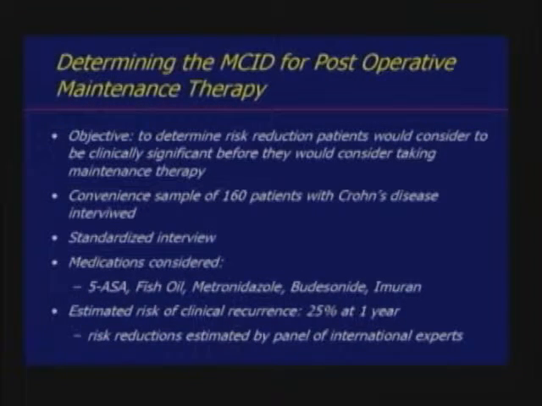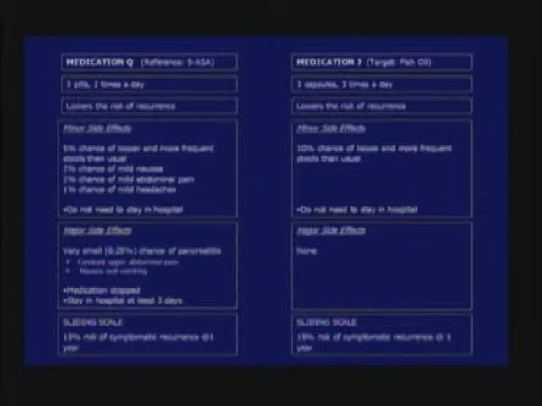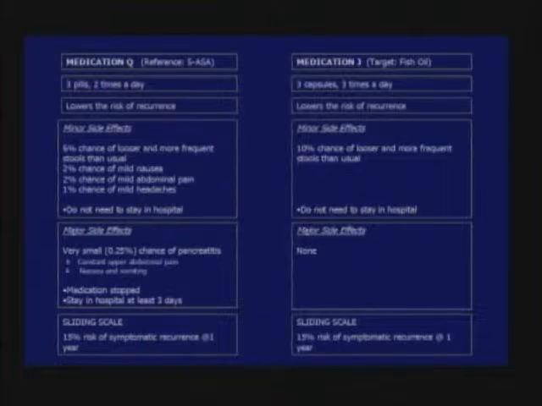We estimated that the risk of clinical recurrence was 25% at 1 year. We asked an international panel of experts, expert IBD gastroenterologists, what they thought was a reasonable risk reduction with these various medications, and I'll show you what they thought were the reasonable risk reductions. So essentially here, this is how the standardized interview would go. In this scenario we used 5-ASA as the reference versus fish oil, and we would tell them what it would entail, the minor side effects, major side effects, and then we would ask them to see how much of a risk reduction they would want.